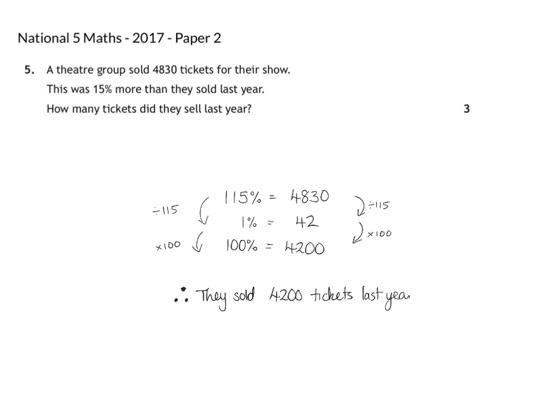Let's have a look. So as we're going through the question, the first mark is for recognizing that it is 115% that is equal to 4,830. Seeing that it's not 100% that's equal to 4,830, but it is 115. Our second mark is for beginning a valid strategy, whatever that may be. So here, the fact that I've divided by 115 to get my 42. And then my final answer is for getting that they sold 4,200 tickets.